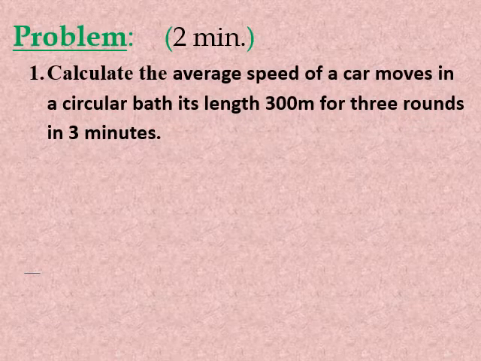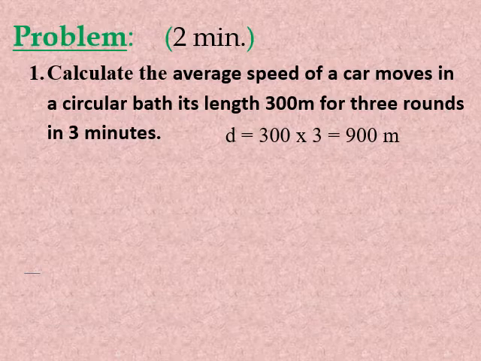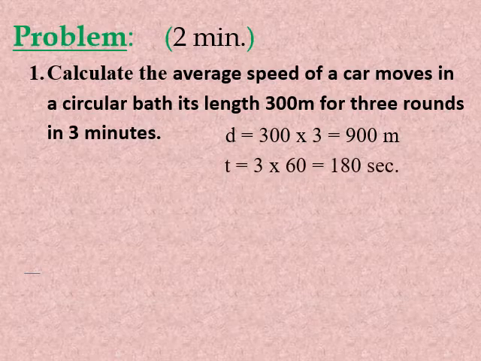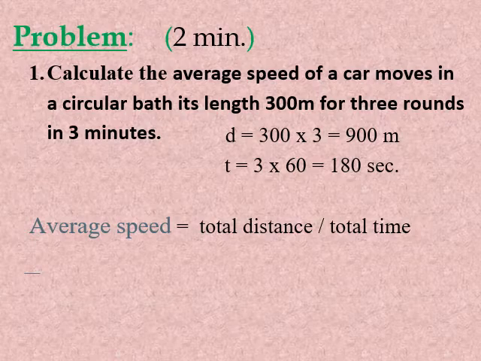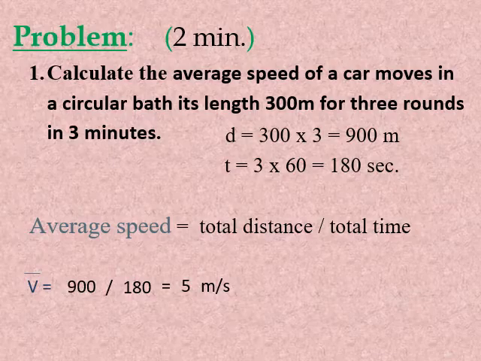Find the average speed of a car moving in a circular path whose length is 300 meters, for 3 rounds in 3 minutes. So the distance will be: this car covers 300 meters in each of 3 rounds, so the distance will be 900 meters, and the time in seconds will be 3 minutes multiplied by 60, equal to 180 seconds. So the total distance divided by the total time gives the average speed: 900 meters divided by 180 equals 5 meters per second.